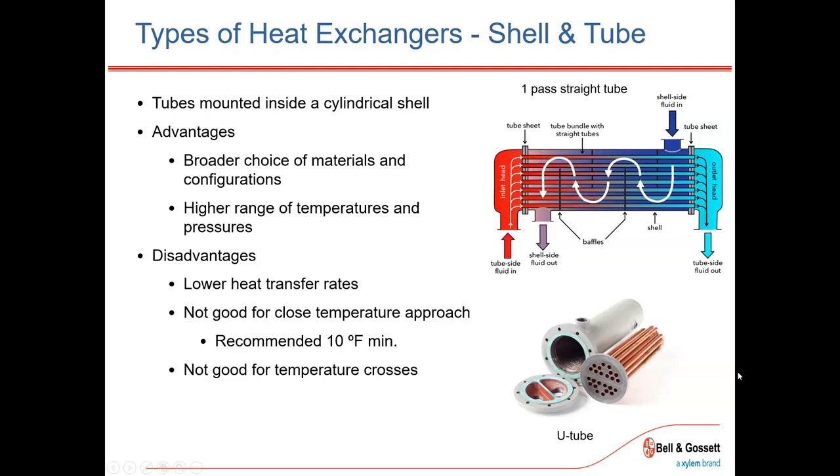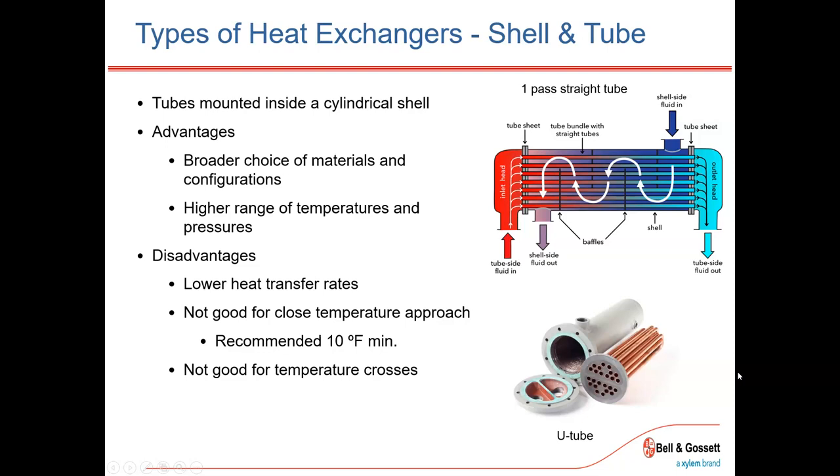Some of the disadvantages here we have is our low heat transfer rate. And a lot of that comes down to, we don't have a lot of turbulence. You know, these walls of these tubes are smooth, right? And so you're not going to get a laminar flow, but you're not going to get very turbulent flow either, like you'll see with some of the other style units.